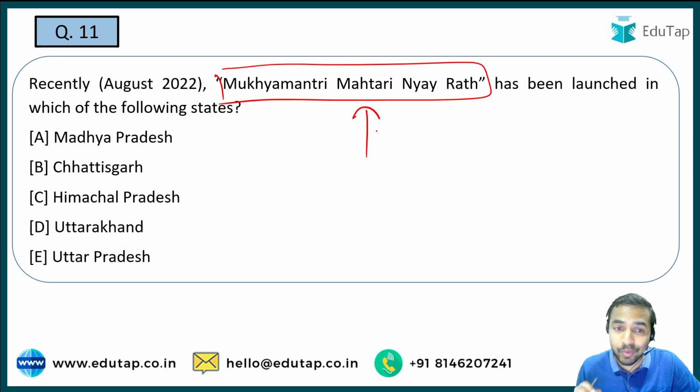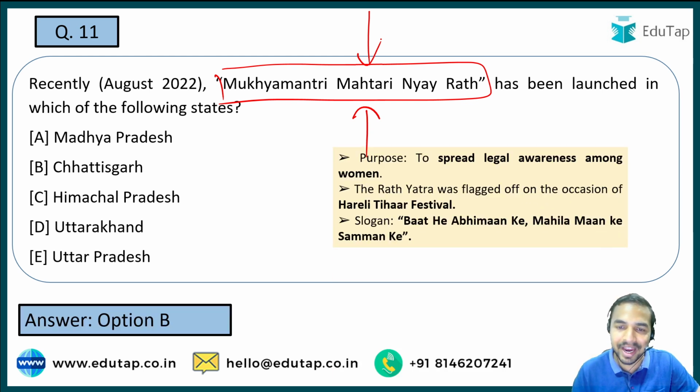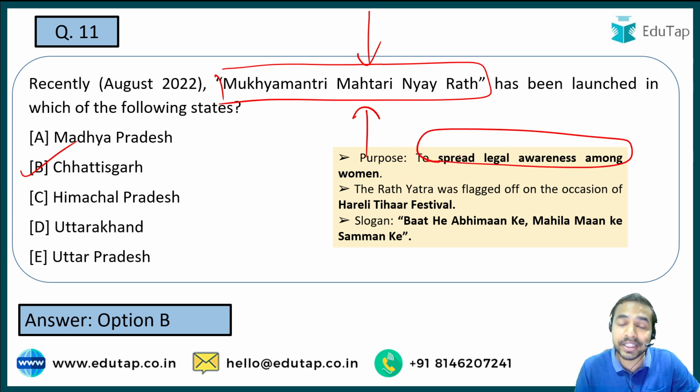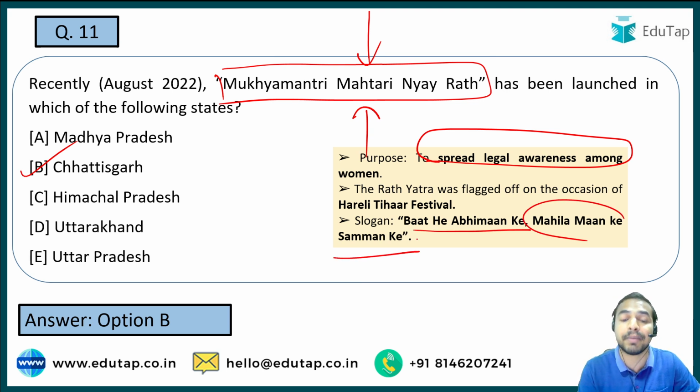So guys, here see, whenever such kind of unique initiatives are being taken, you are always required to remember what exactly is the name of the state which has come up with that particular initiative. And guys, here the right answer is Chhattisgarh. So the Chhattisgarh government has come up with this particular initiative, that is Mukhyamantri Mahatri Nyay Rath. And why exactly has it been launched? The purpose behind that is to spread legal awareness among the women. ठीक है जी. और उसके साथ slogan था, that बात है अभिमान के, महिला मान के, सम्मान की. So that is the slogan and the name of the state is Chhattisgarh, that you should remember from the exam point of view.